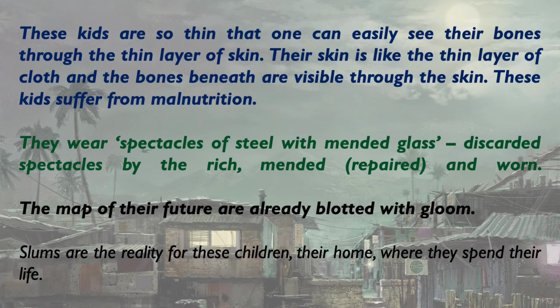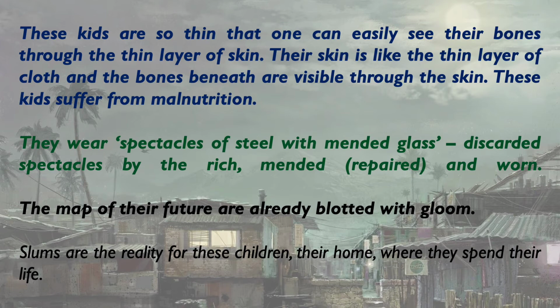The poet adds, these kids are so thin that one can easily see their bones through the thin layer of the skin. Their skin is like the thin layer of cloth, and the bones beneath are visible through the skin. These kids suffer from malnutrition. They wear spectacles of steel with mended glass, means discarded spectacles by the rich, mended, repaired, and worn.